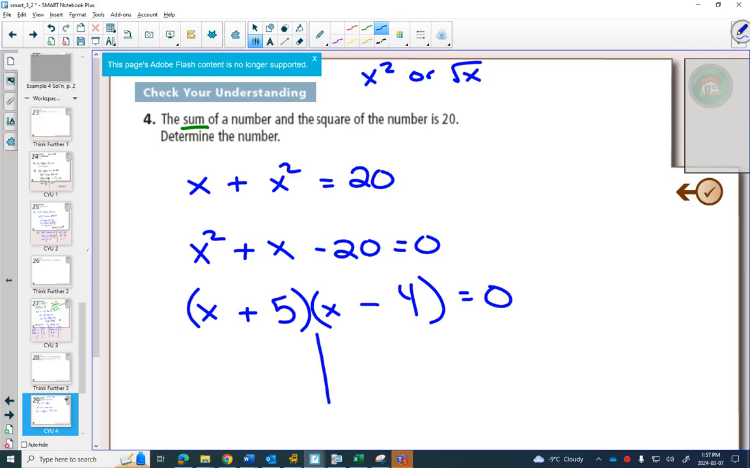And so we get two answers. X equals negative 5 and x equals 4. Do we have to verify? No, we didn't have a square root equation. I mean, there's nothing saying you can't check to see if it works, right? Is 4 plus 4 squared 20? Yes. Is negative 5 plus negative 5 squared 20? Yes. Yes. So it's not a bad thing.